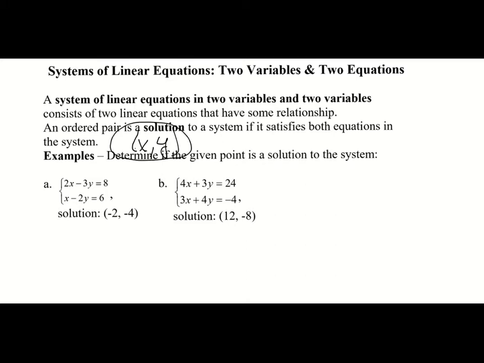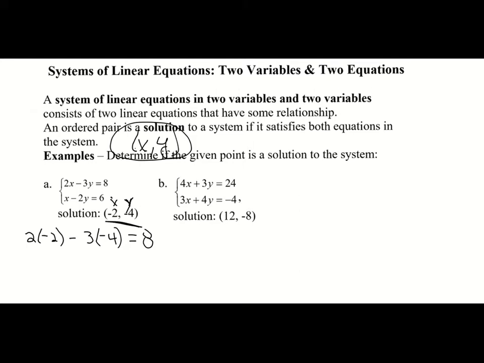The first thing we're going to do is, you can see here, we just have a couple systems, and they ask, is this ordered pair a solution to the system? In order for it to be a solution, when you substitute in your X and your Y value, they have to work with both equations. So, to check this out, I'm going to look at this first equation. So we have 2x, and instead of x, I'm going to put a -2, minus 3 times -4. And we're going to see, does that equal 8?